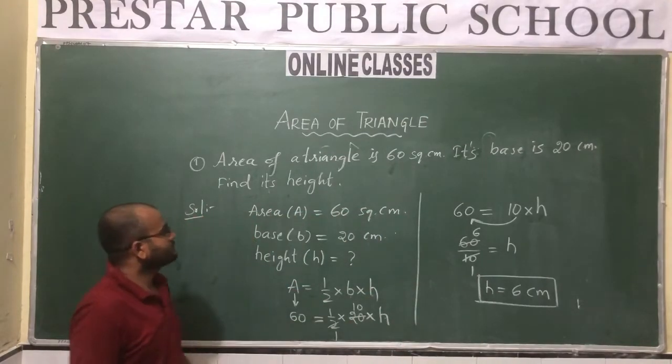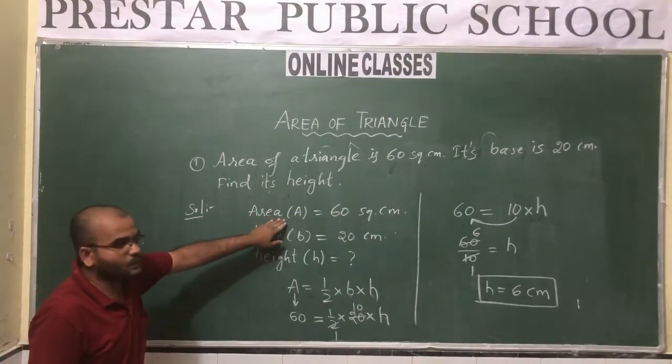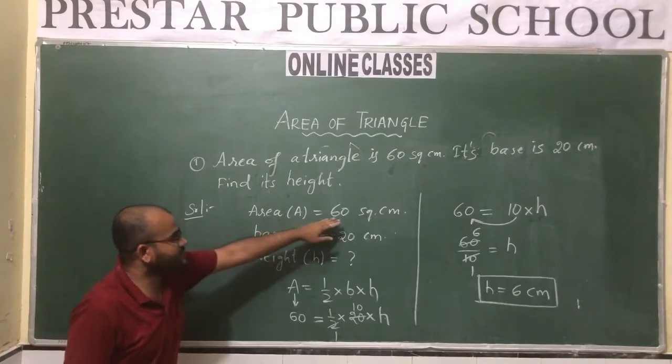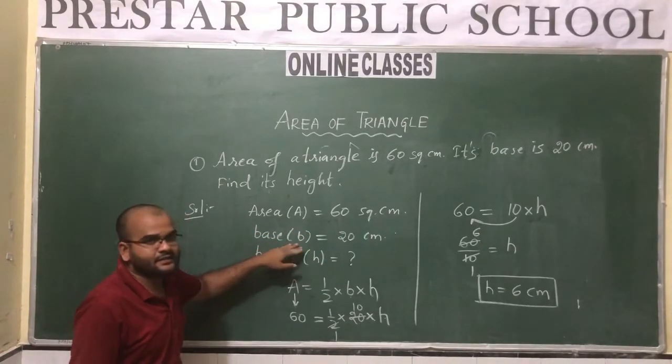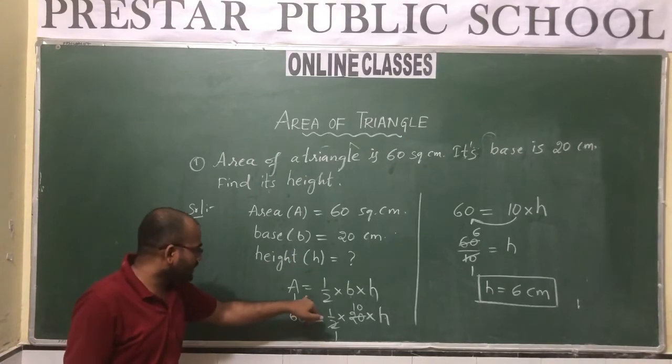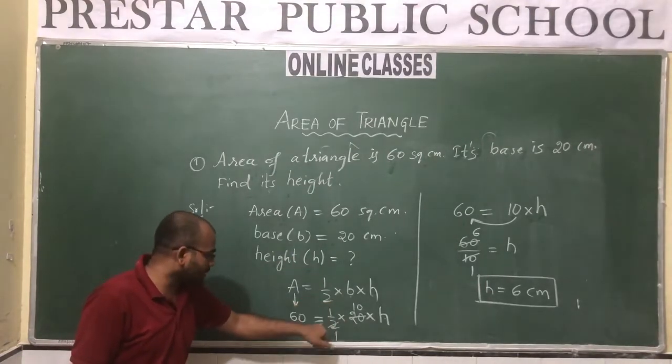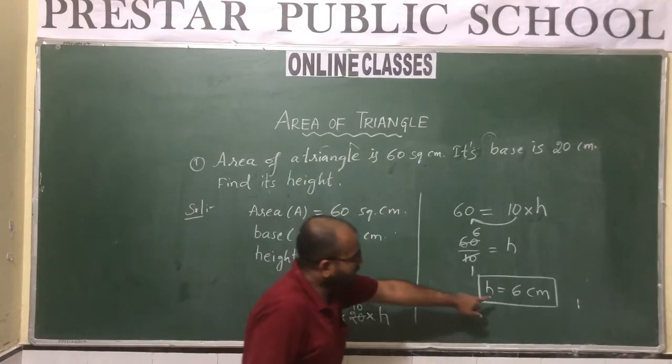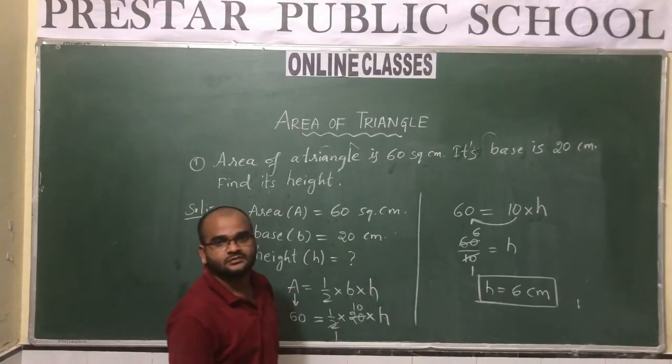Okay? Once again, see, in the problem the area is given as 60 square centimeters and base 20 centimeters. We have to find height. First of all, write the formula. Next, substitute the given values. Then you will get the final answer. Okay?